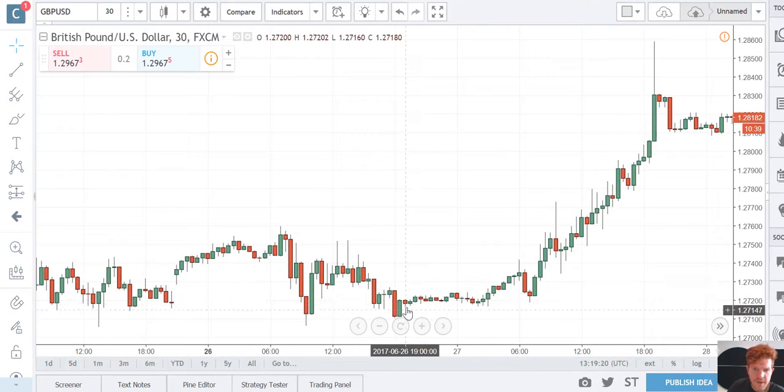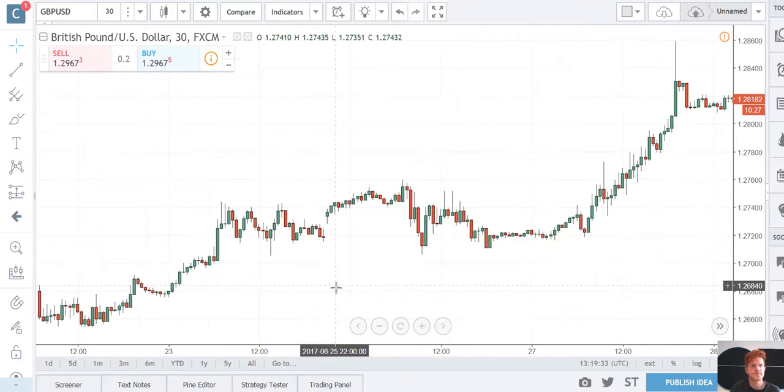Here you can see a piercing pattern. So it's come off, and we see the market's rallied. It's not made an engulfing, but it is over halfway of the previous candle. And here you can see there is a bullish engulfing candle.